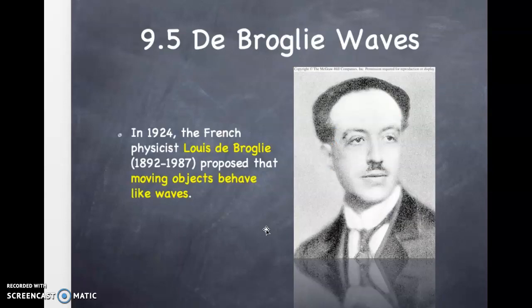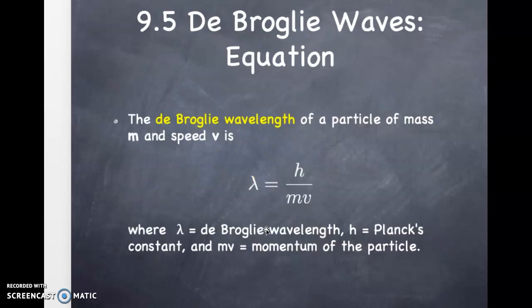Now here comes the other aspect, the de Broglie waves. Now these are going to be matter waves. In 1924, the French physicist Louis de Broglie proposed that moving objects behave like waves. And now we have what's called the de Broglie wavelength of a particle of mass m with speed v. The mere fact that the particle is moving and has mass, it now has what we call the de Broglie wavelength, which is equal to h divided by m times v.